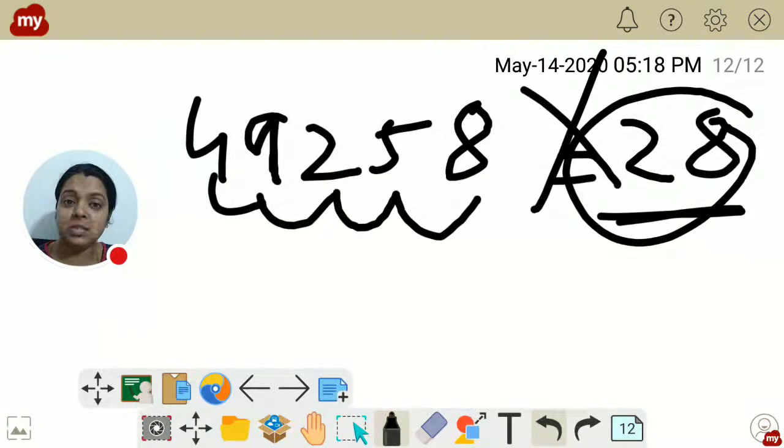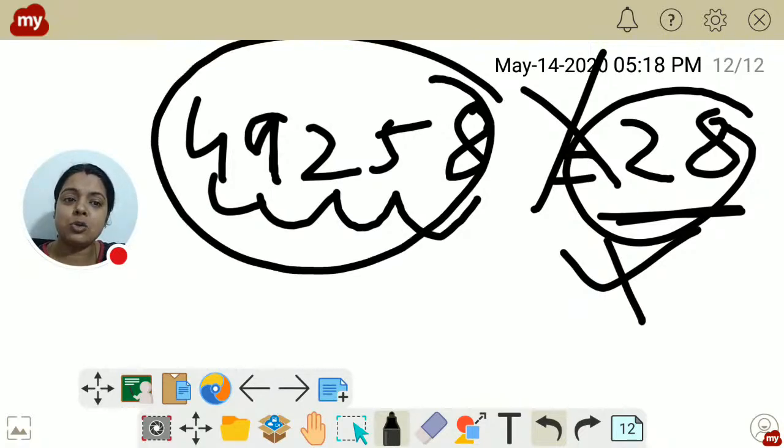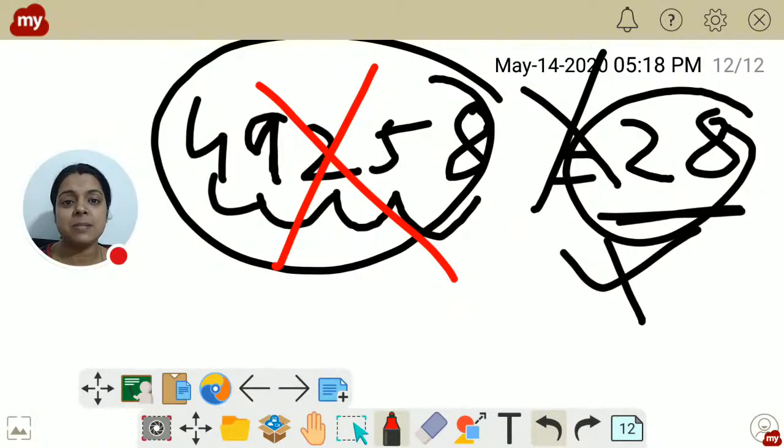But if you don't know the table, let's go for division. 3 7s are 21 and 3 9s are 27. 28 doesn't come in the table. So 28 is not divisible by 3, so this number is also not divisible by 3. So remember, if the sum of the digits is divisible by 3, the number will also be divisible by 3. This is the rule.